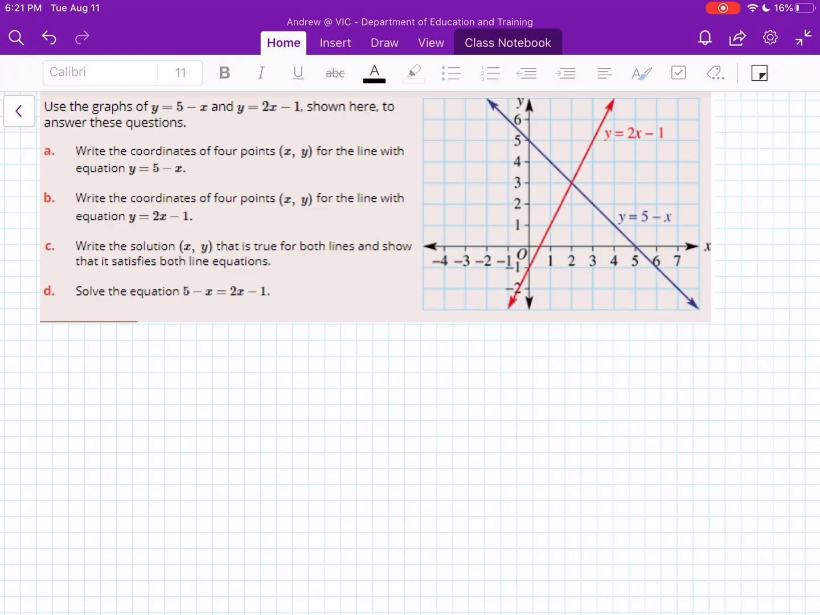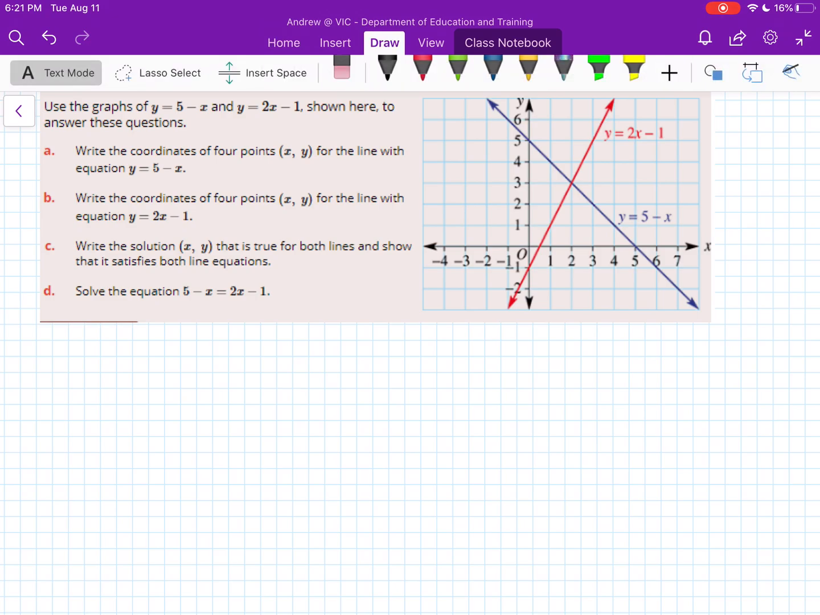G'day everyone, in this video we're going to be looking at points on a graph and eventually what the intersection actually means, and a solution to simultaneous equations. So we'll go through this question here, and it breaks it up into identifying points on a graph to start with. You can see here: write the coordinates of 4 points for the line y is equal to 5 minus x.